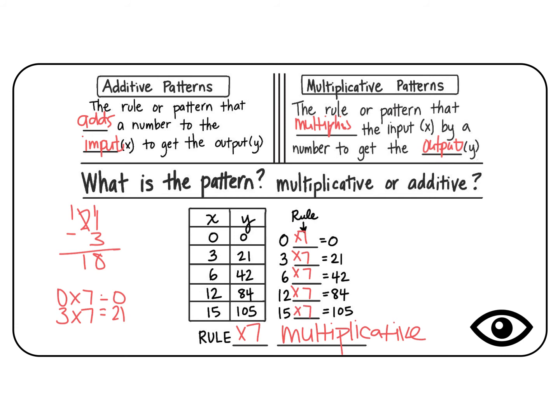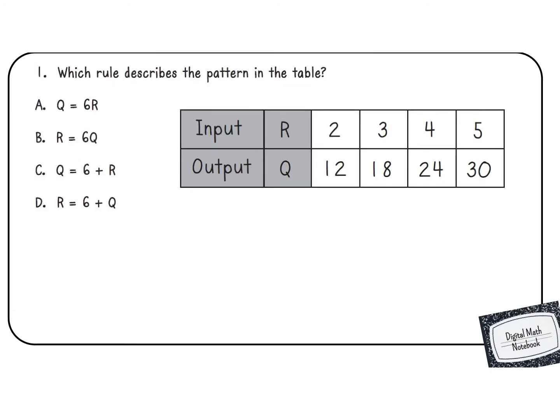Let's try a problem together. All right, friends, we're in your digital math notebook, and you can solve this problem along with me. The question says, which rule describes the pattern in the table? So we have an input and an output, which they're calling R and Q instead of X and Y, but it functions the same way. So I put in R and I get out Q. From 2 to 12, I could add 10 or I could multiply by 6. From 3 to 18, my add 10 rule doesn't work anymore, but my times 6 rule still works.